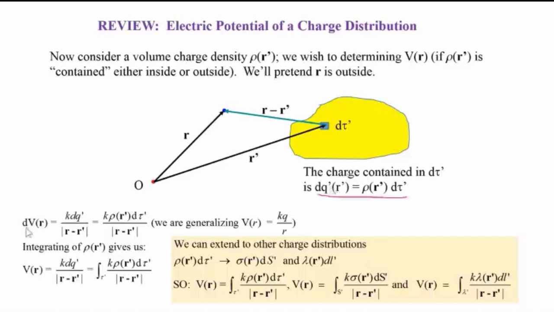So if you put that into dV is k dq over r, which is a generalization of a point charge potential, and then integrate over the charge density. That gives you the general equation for the potential at the position r. So here's the r dependence right here, and realize if you integrate over the prime variables, this quantity here has no r primes in it. And like we said before, you can extend this type of charge density to a surface charge density or a line charge density.